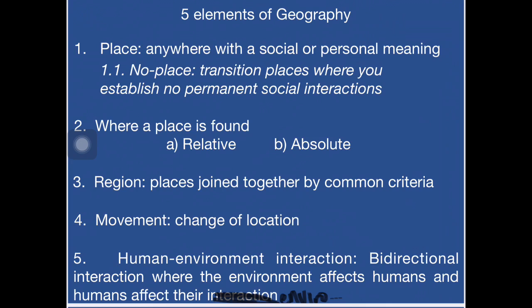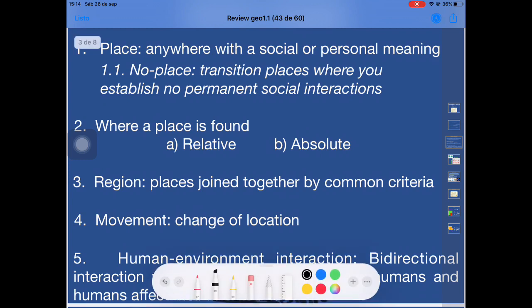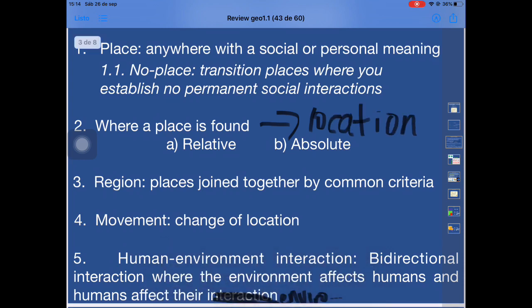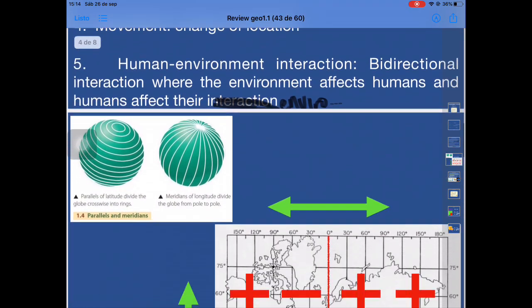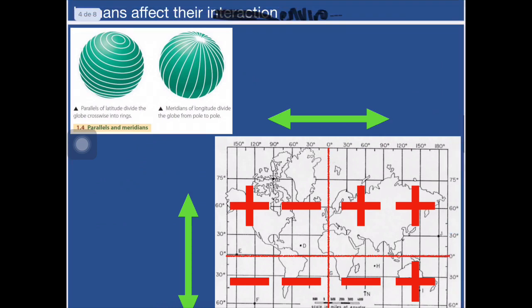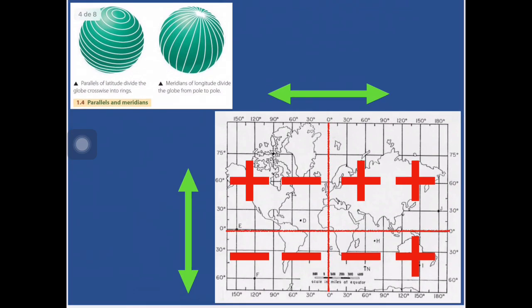So these are the 5 elements of geography. Remember that you need to know the definitions, but you also need to be able to apply them, because what you will have in your exam is a case of study, and you will have to identify these elements in your exam, and in this case of study. So this was location, and this is environment, right? So I only want to make some precisions over here, and it is about absolute location.